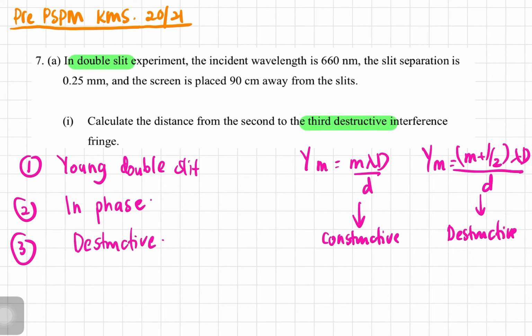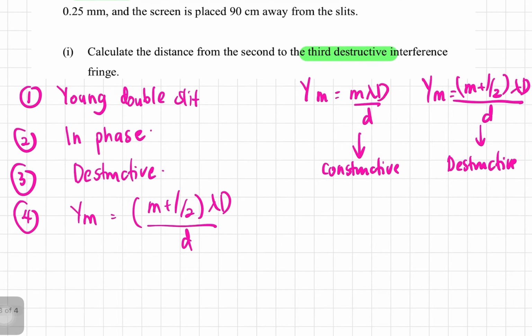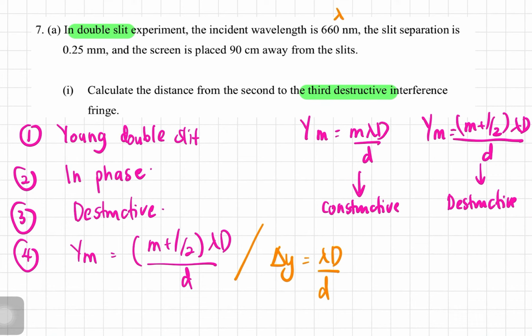From there we can simplify that the equation we need to use is this one here. Lastly, the equation is y_m equals (m plus half) lambda D over d. The question asks to calculate the distance from the second to the third destructive interference. The second and third are consecutive, meaning first comes second, then third, next to each other. Other than this equation, you can also use delta y equals lambda D over small d. From the question, you are given lambda, the wavelength, and the slit separation. When they talk about slit only, this is small d. The 90 centimeter for the screen will be the capital D.